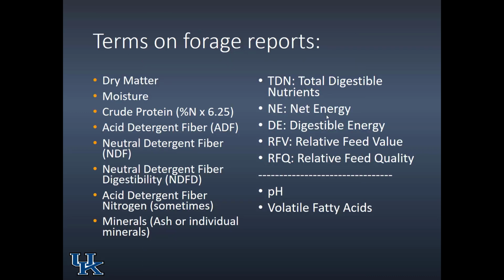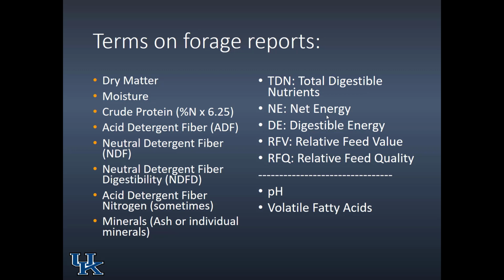So you're going to find lots of terms on a forage report, even more than are listed here, but let's go through them. The dry matter and moisture obviously are pretty straightforward. You measure dry matter from drying samples and weighing it until it stops making a difference in weight. 100 minus dry matter is moisture. Crude protein is percent nitrogen times 6.25. We'll talk more about that in a moment.